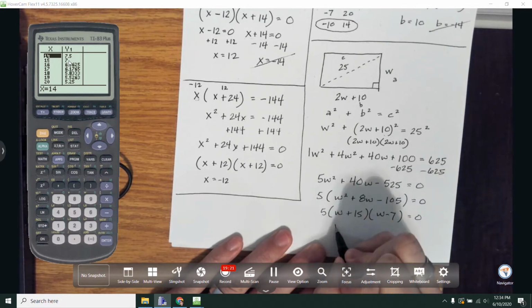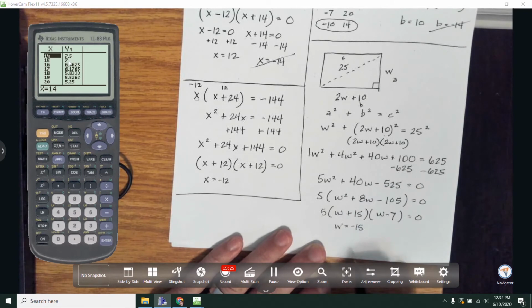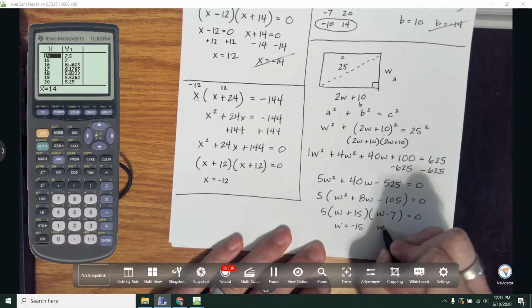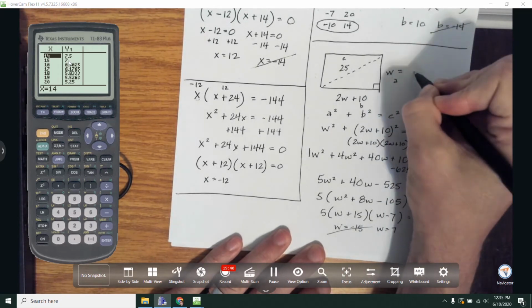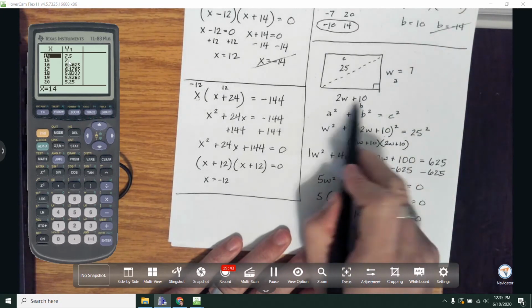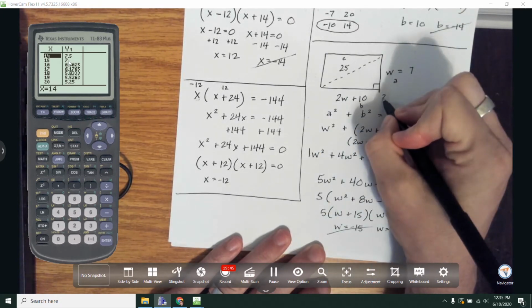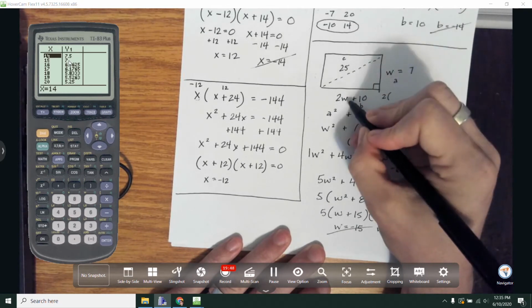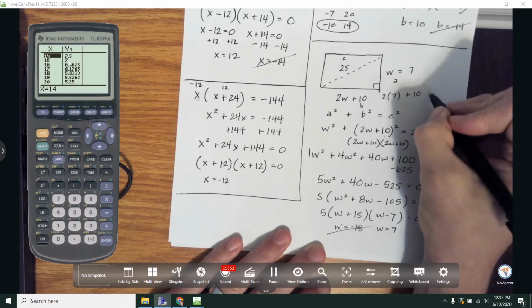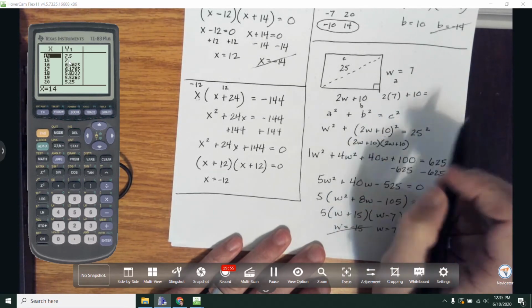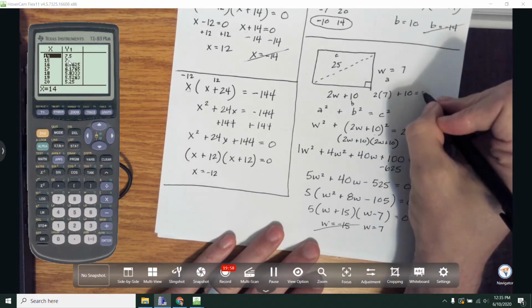Now, if we plug in a negative 15 for our w, that would make that be 0. So 0 times this would be 0. And w could be 7 here. And now we can't have a negative measurement, just like we couldn't on the last one. Have to discount that one. So our width has to be 7. Now, if we're thinking about our length, we have to plug it in here. So we're doing 2, and we found w equals 7, so we plug in 7, and then plus 10. Well, 2 times 7 is 14, plus 10 more is 24.